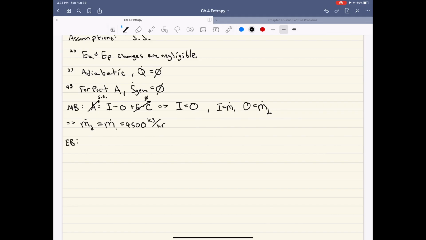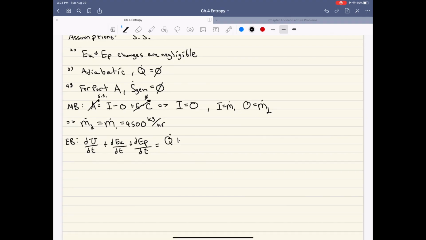Alright, let's now write out the energy balance. So we have the change in energy on the left-hand side, and we have energy transfer terms on the right-hand side, plus the summation of alpha_i, m_i for the enthalpy, and then the kinetic energy and the potential energy changes. Okay?